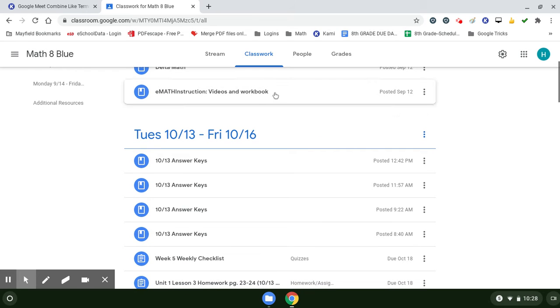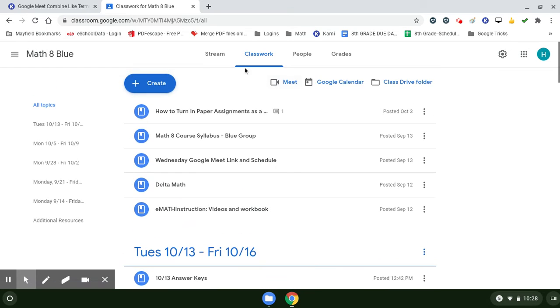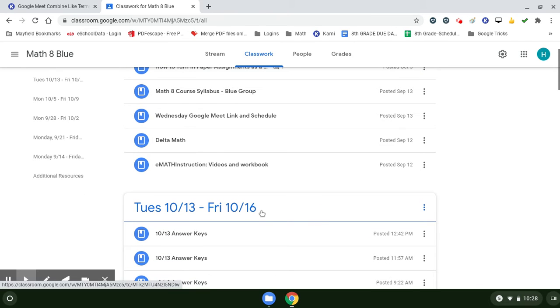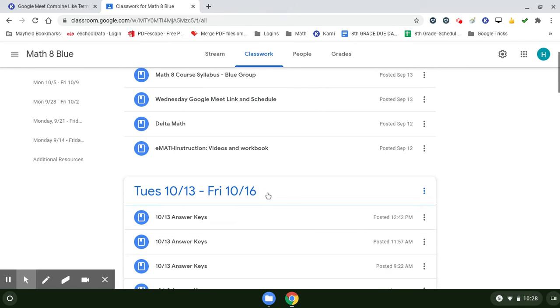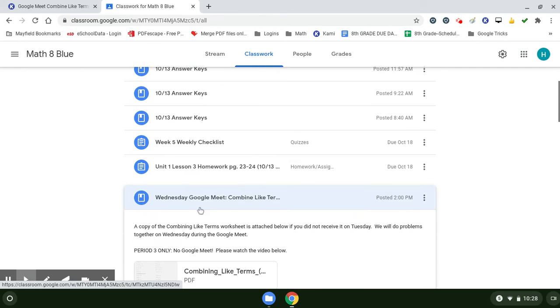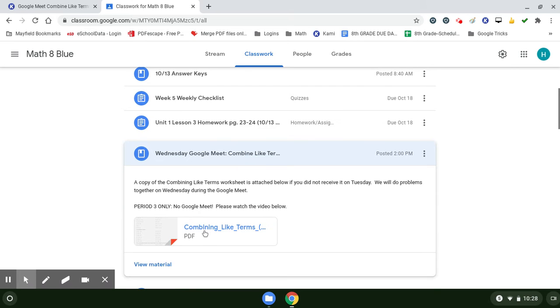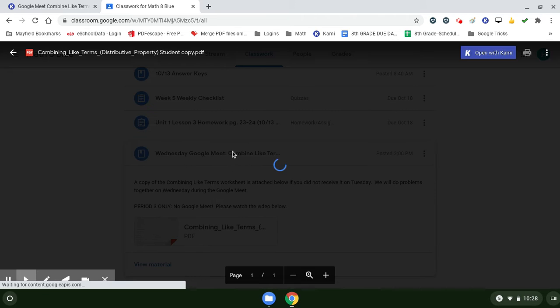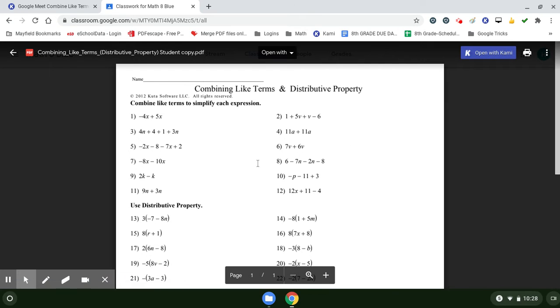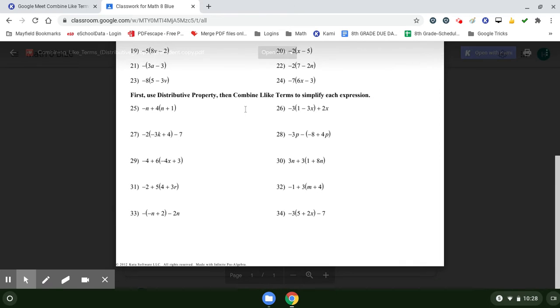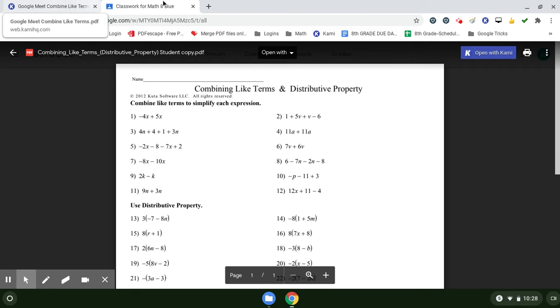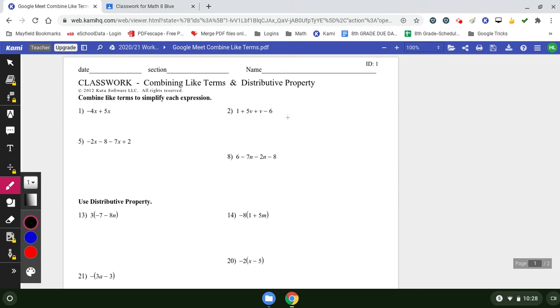The work that we're going to work on is under this week. If you go to classwork and it's under this week, blue or gold or remote, your dates may be slightly different. But we're going to work on the Wednesday Google Meet combined like terms. You were given a copy of this in school, and it just says combined like terms and distributive property, and there are a bunch of problems on the page. So we are only going to do some of them. I whited out the ones that we are not going to do, but you can follow along on your page.